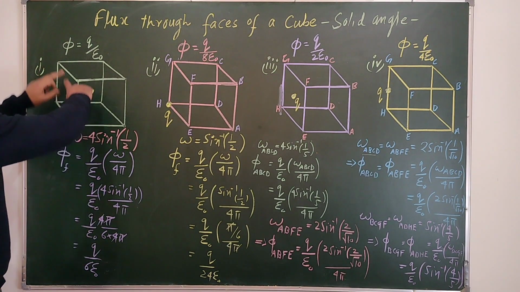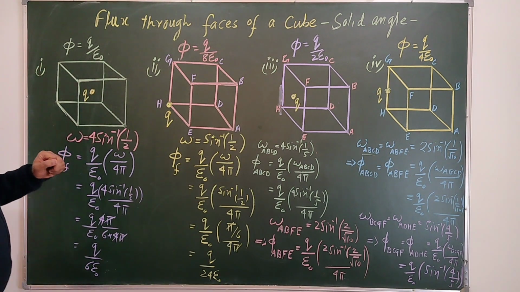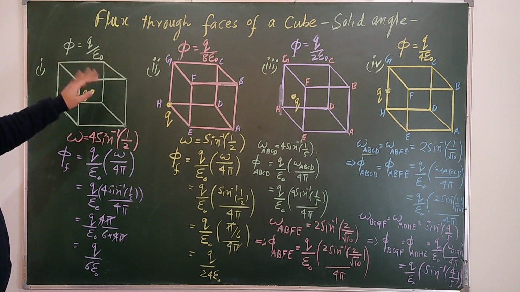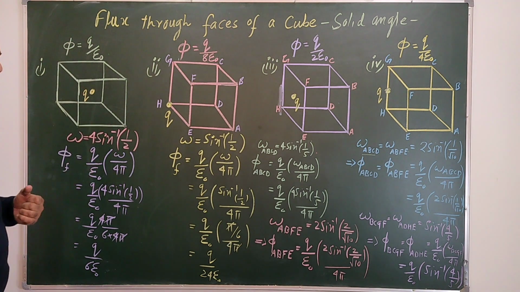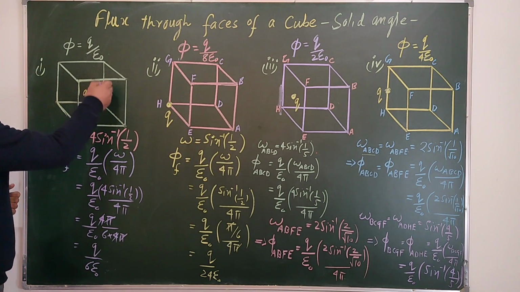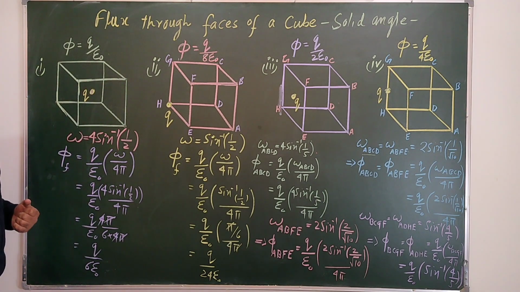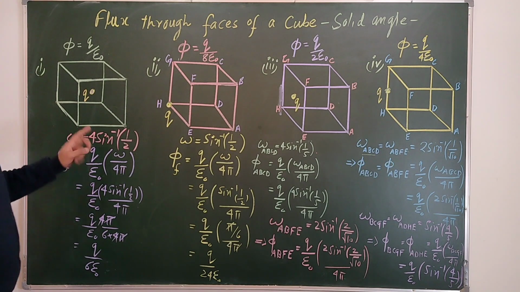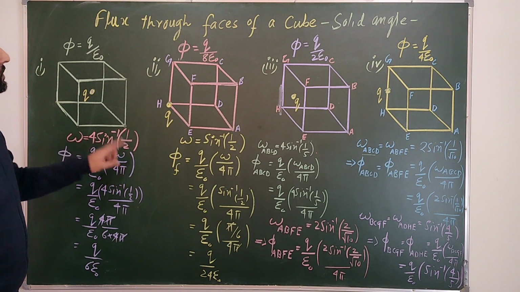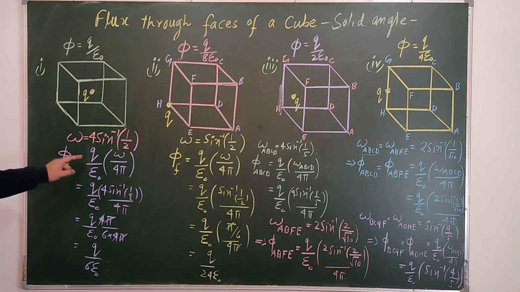So flux through each face of the cube will be same. Now flux through the cube is charge enclosed by epsilon naught, that is by Gauss's theorem. Now what is the solid angle subtended by each face of the cube? Since the charge is symmetric with respect to the faces of the cube, so solid angle subtended by each face here is 4 sine inverse 1 by 2. Therefore, flux through each face is equal to Q by epsilon naught.